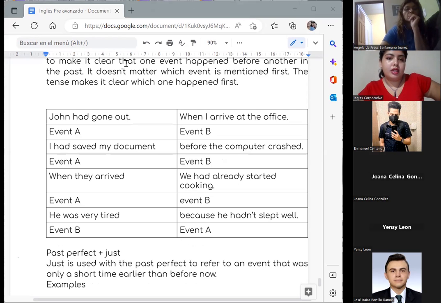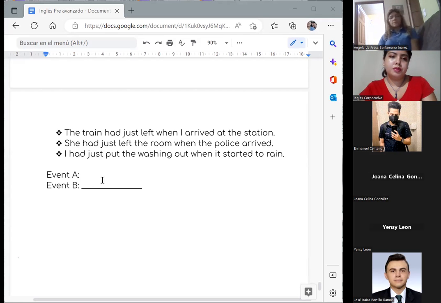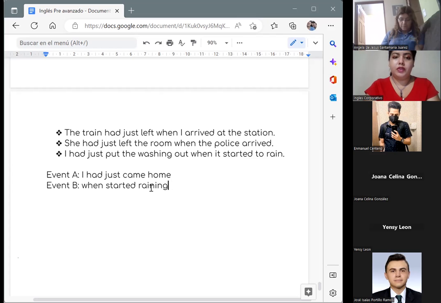Okay, I'm going to start reading the examples that we have on the chat, and I'm going to start writing some of them on the document because we have a couple of examples. So let's see. I had just come home when it started raining. We have the first one, then event A and event B.